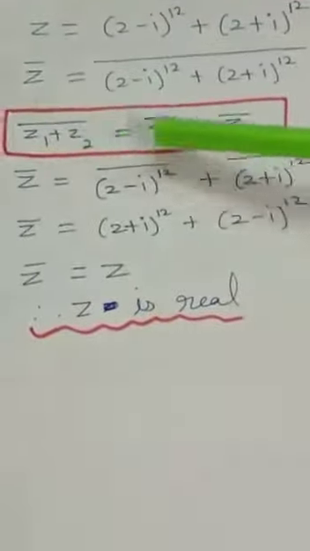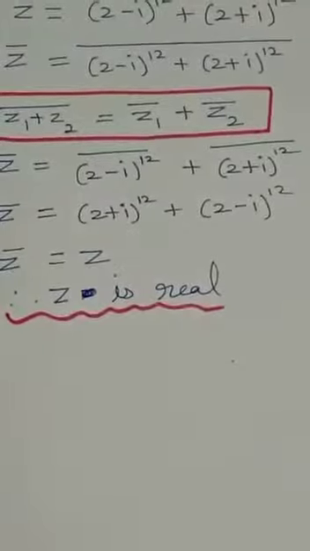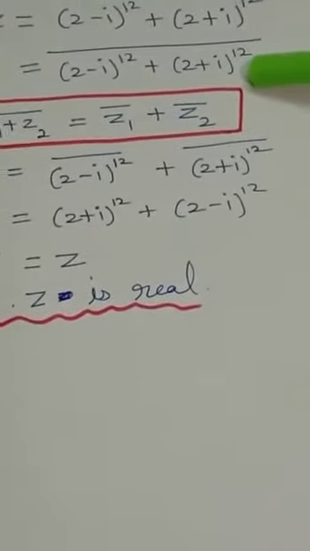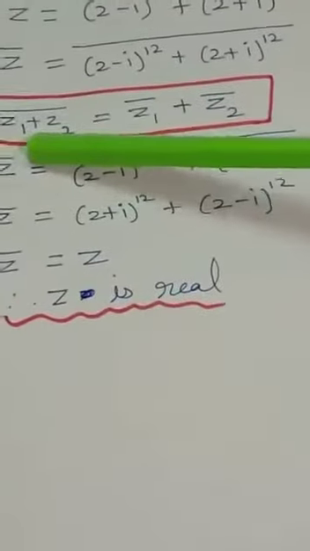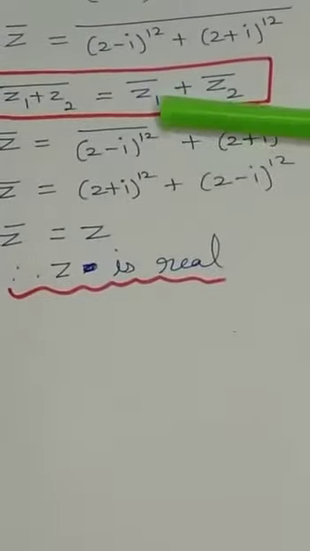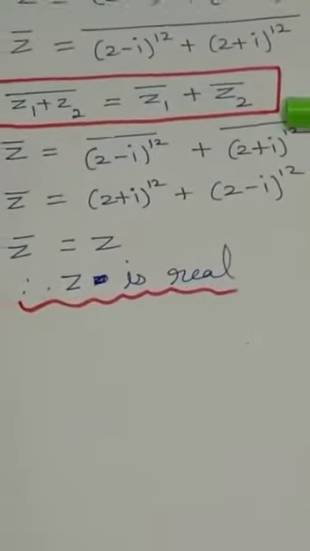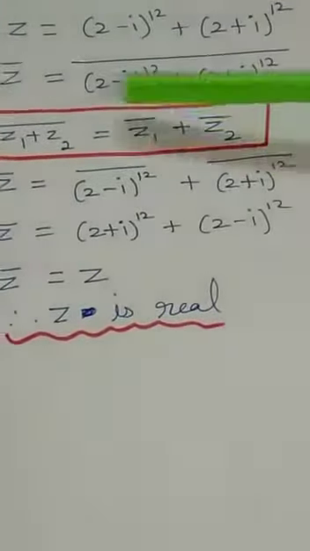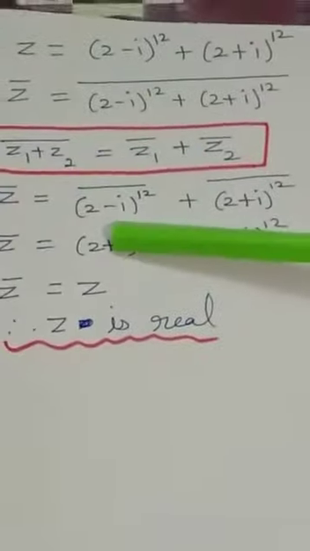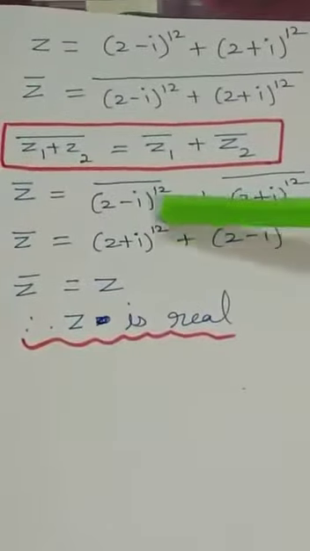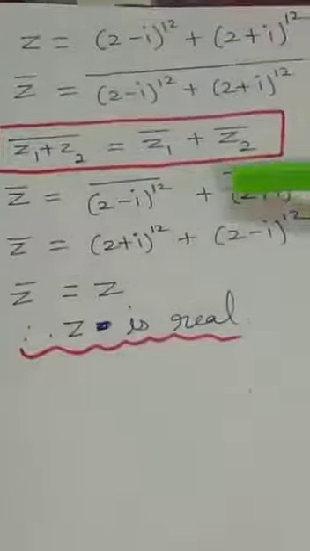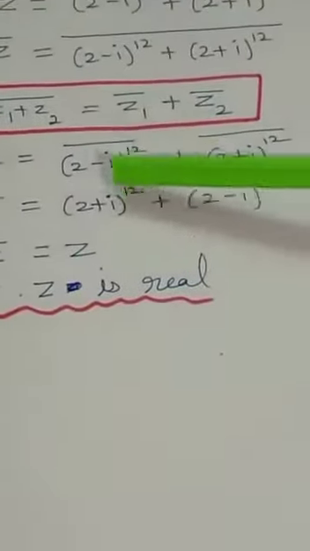For finding the conjugate, for the RHS fully I am putting the conjugate symbol. Now this I should simplify. For simplifying this I am using the property: Z1 plus Z2 whole conjugate is equal to Z1 conjugate plus Z2 conjugate. What is the meaning? This full conjugate we can split into two portions. So this I can write as 2 minus i to the power 12 conjugate plus 2 plus i to the power 12 conjugate.